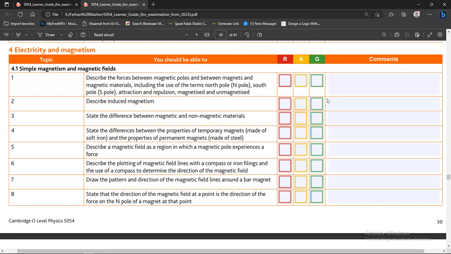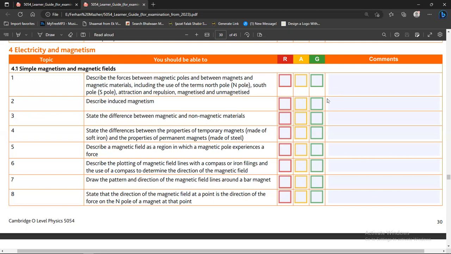Okay, so we have topic number 4, electricity and magnetism. You should be able to. The first topic is simple magnetism and magnetic field. Describe the forces between magnetic poles and between magnets and magnetic materials, including the use of the terms North Pole, South Pole, attraction and repulsion, magnetized and unmagnetized.